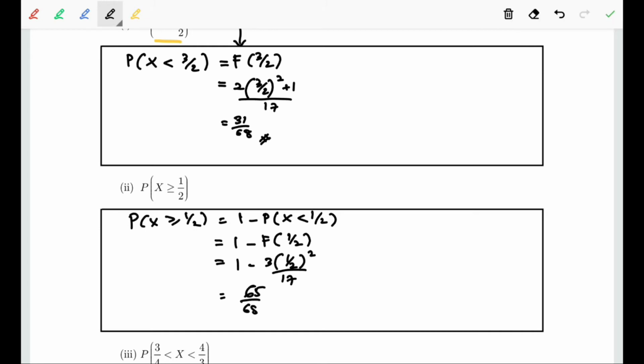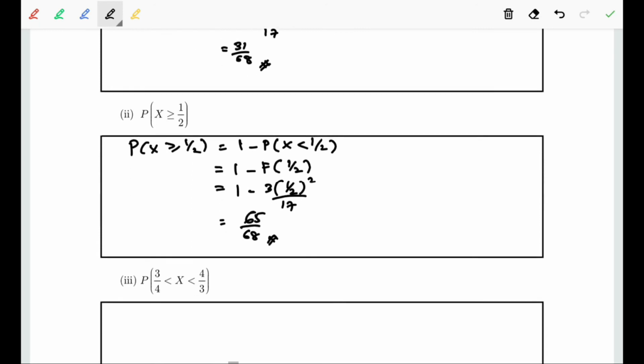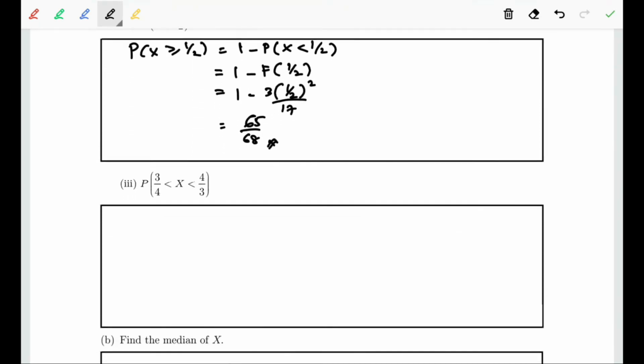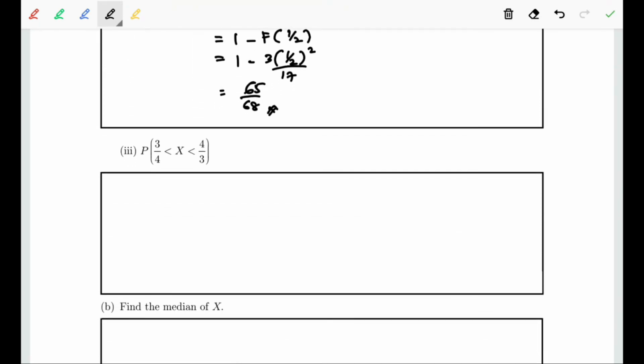65 over 68. Alright, so continue. Next. Okay, next is x greater than 3 over 4 and less than 4 over 3. So this one you just need to write it in the form of CDF, which is equal to f of 4 over 3 minus f of 3 over 4. So you just need to substitute 4 over 3 and 3 over 4 into the correct function.